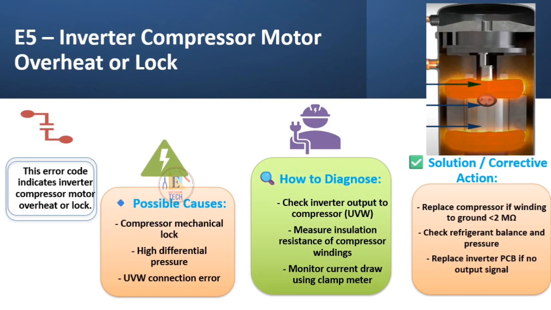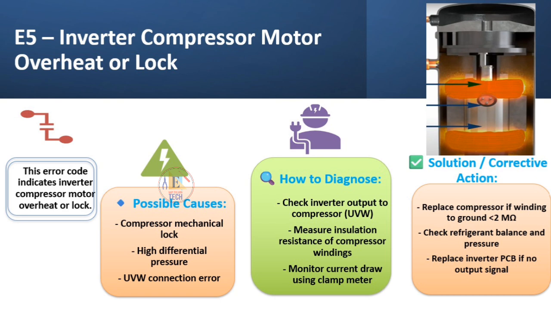Error code E5 indicates inverter compressor motor overheat or lock. This condition may be caused by compressor mechanical lock, high differential pressure, or UVW connection errors.